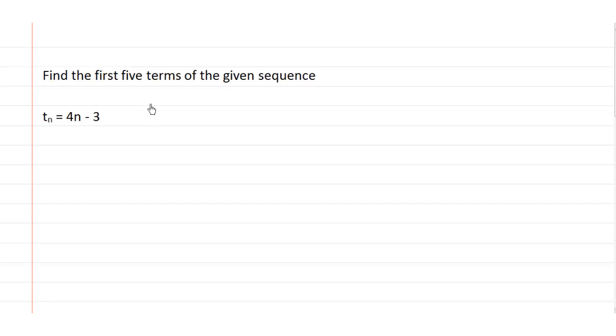Now let us understand how to solve this question. Find the first 5 terms of the given sequence. Means we need to find what is T1, T2, T3, T4 and T5. Means the first 5 numbers. T1 stands for the first number, T5 stands for the fifth number. And the formula given is Tn is equal to 4n minus 3.